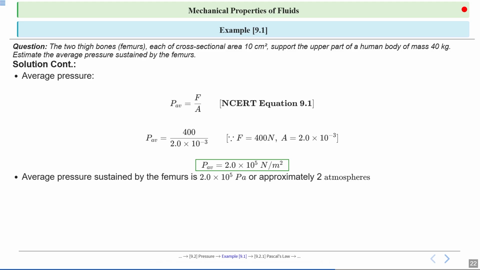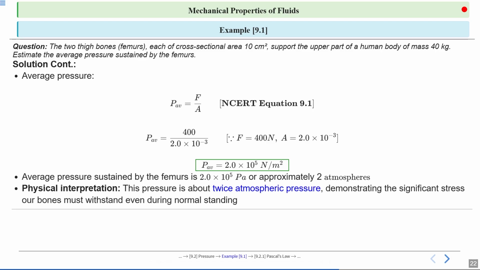Therefore, the average pressure sustained by the femurs is approximately 2 atmosphere. This comparison to atmospheric pressure helps us appreciate the strength and resilience of our bones under normal conditions. Physical interpretation. This pressure is about twice atmospheric pressure, demonstrating the significant stress our bones must withstand even during normal standing.